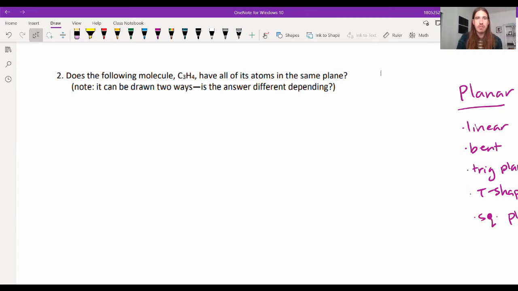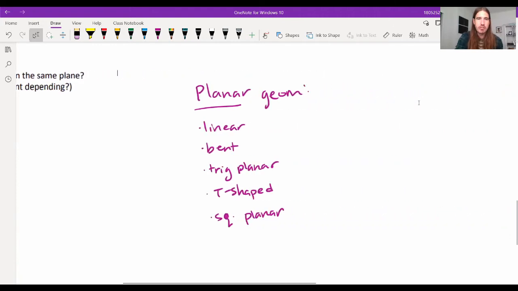And one thing I'll first start with is just which geometries are planar. So this would be a good idea just to know. You have things like linear, bent, which might be something like this, trigonal planar. Obviously, it's in the name, it's planar. T-shaped and square planar, obviously. Those would be the 5 geometries where all the atoms are in the same plane.